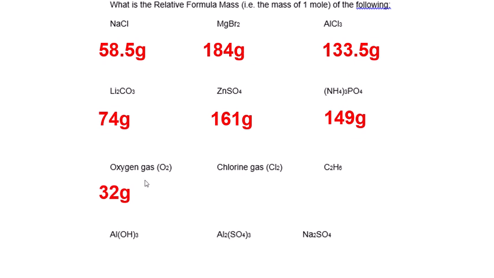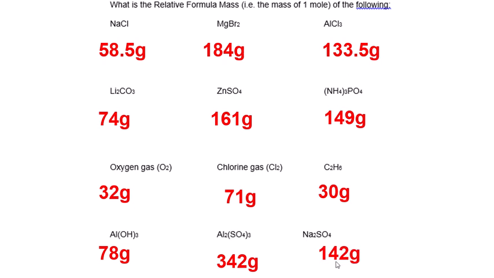Oxygen, now it's O2, so 16 is oxygen, we had to multiply it by 2, so 32 grams. Chlorine, 35.5 times 2, 71. This one, C2H6, 2 carbons and 6 hydrogens, 30 grams. Al(OH)3, 78 grams. Al2(SO4)3. Now double check your maths if you haven't got the figure, and if you're still not getting that, email me or go through and see where that's gone wrong. So 342 for it. And sodium sulfate, Na2SO4, 142.